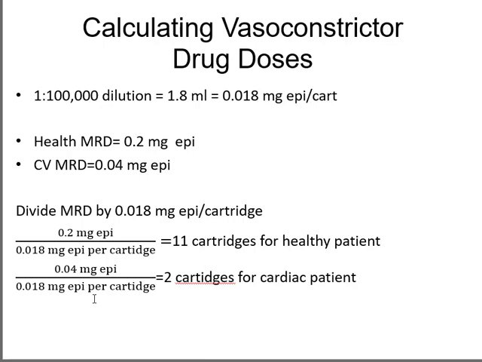So the next equation is the cardiovascular MRD, 0.04 milligrams of epinephrine. The cardiovascular MRD goes in the numerator, and the 0.018 milligrams of epinephrine per cartridge is in the denominator. And now look at this, they can only receive 2 cartridges for the cardiac involved patient based solely on the epinephrine in the dilution of 1 to 100,000.